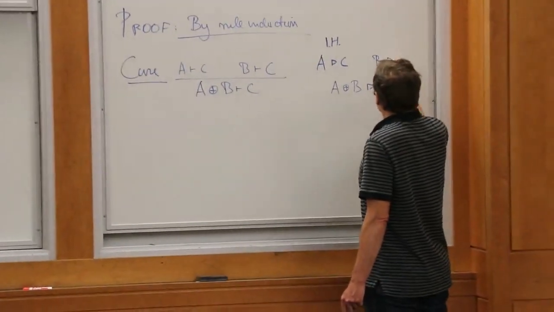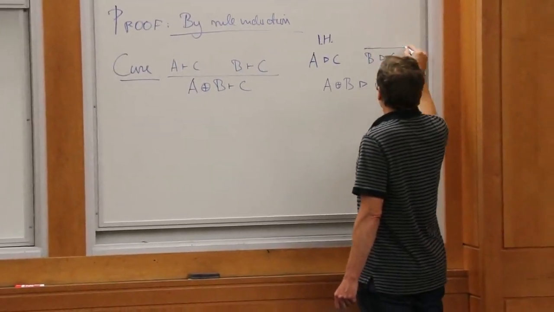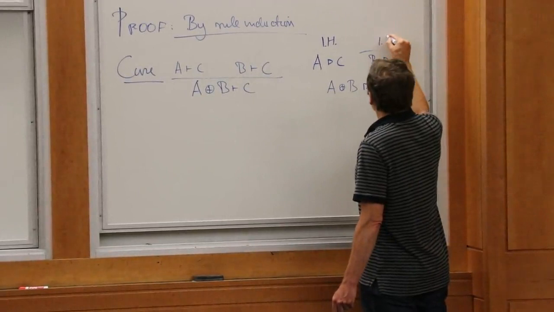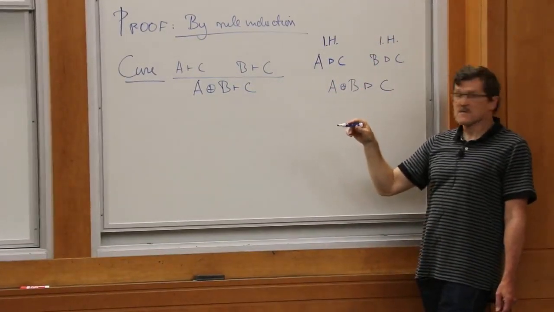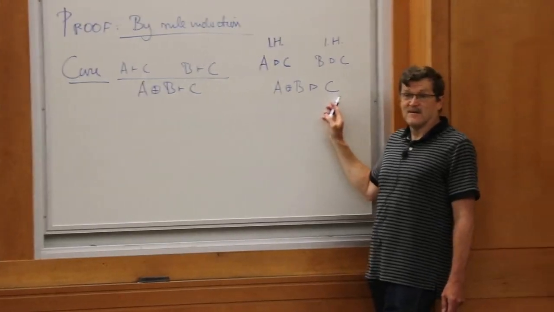B entails C without cut. That's my induction hypothesis. I don't know what the proof is, but I know it exists, my induction hypothesis. How can I prove this now?